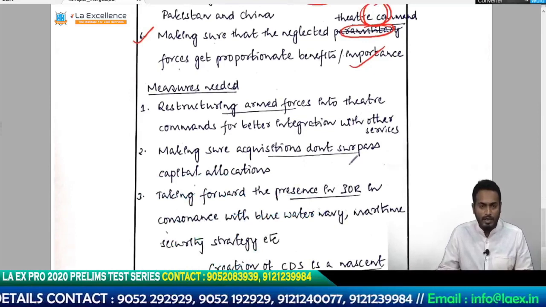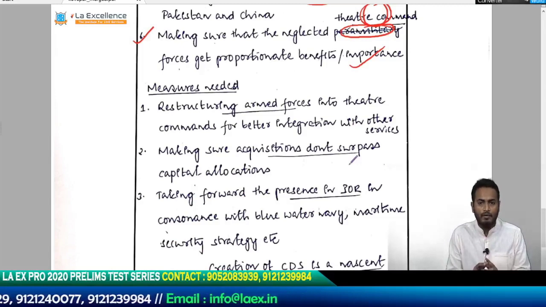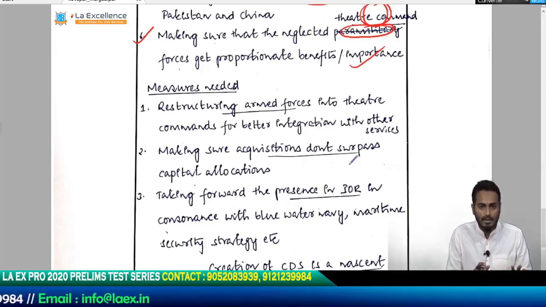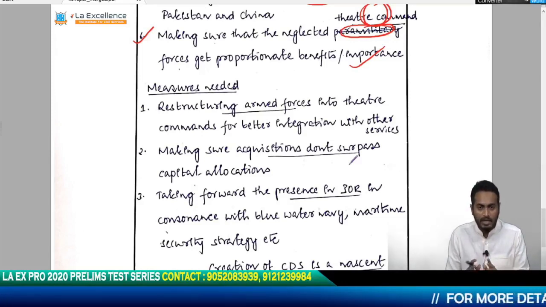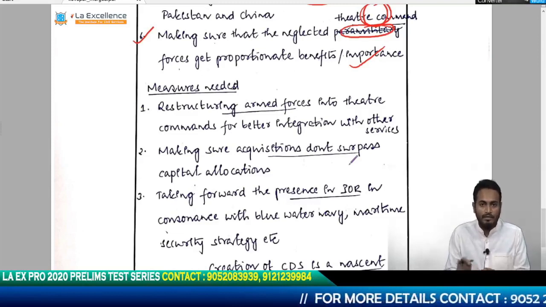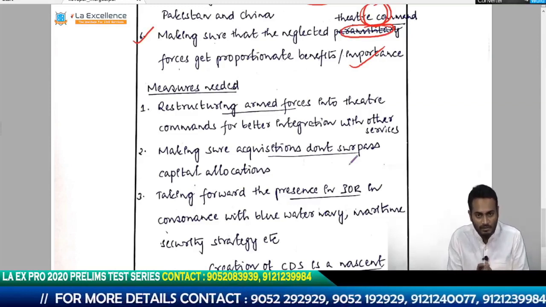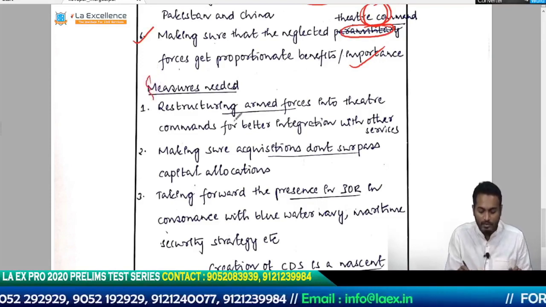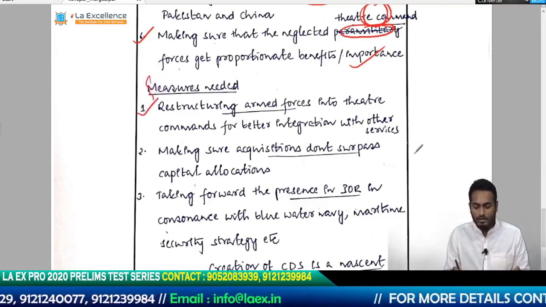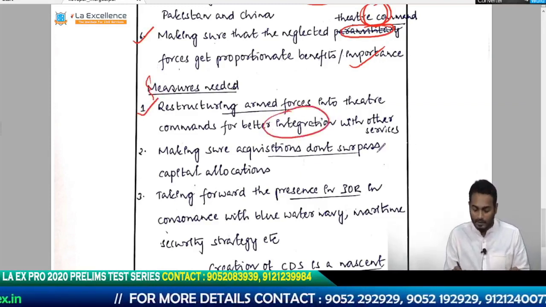Okay, so what has he done so far? He has talked about certain facts of CDS, and then he moved forward and talked about the problems in the present structure, problems in the previous structure, which necessitated the post of the CDS or the Chief of Defense Staff. And now he says that now that we have instituted this position, what are the problems this person will face? And next he is supposed to talk about the measures. He says he wants to go for a restructuring of armed forces into theater commands for better integration with other services. That is a good point.